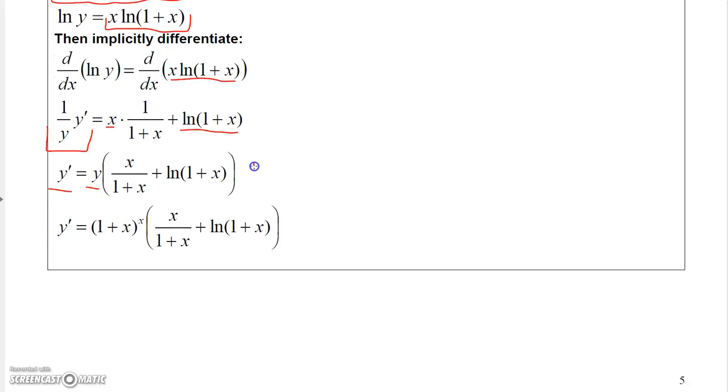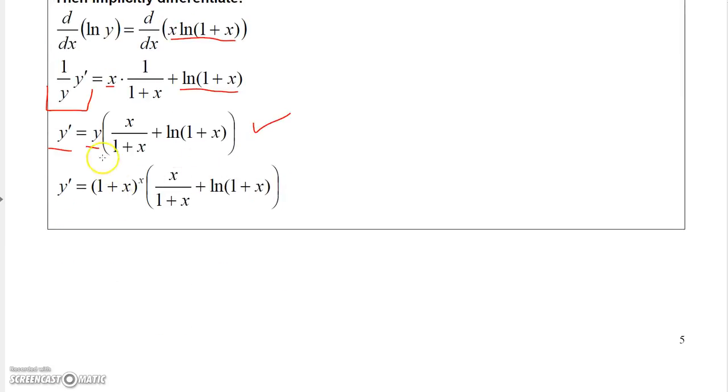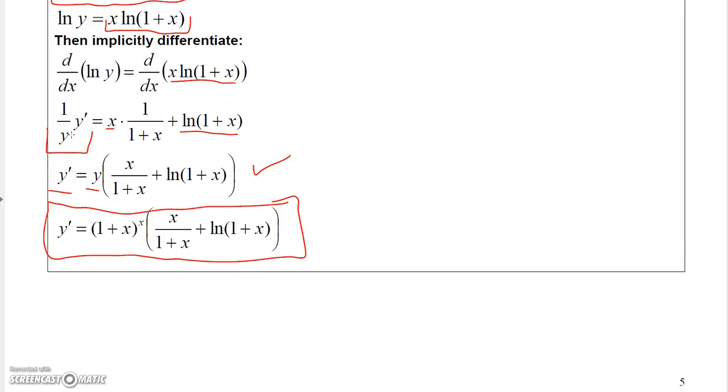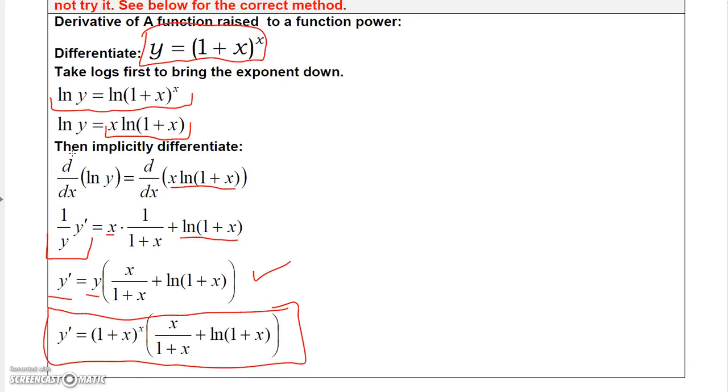And then, guess what? We know what y is, because if you go back up here and look, y is 1 plus x to the x. So we can go back in and replace this y with what it equals, and we can actually get the derivative in terms of x. And so that's how you find the derivative of a function of x raised to a function of x. And that pretty much ends that. I think I've got some applications in the next section that I'm going to talk about.